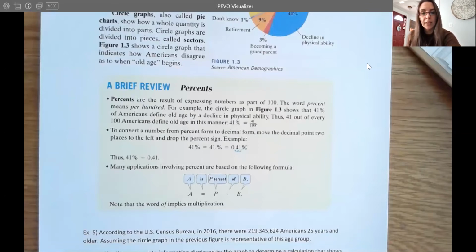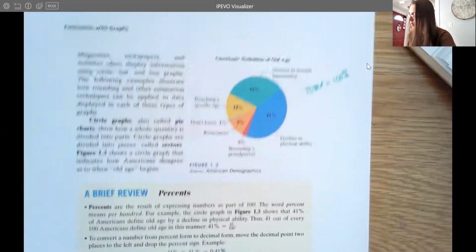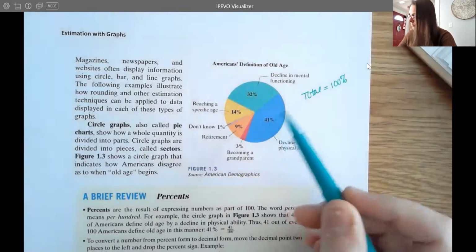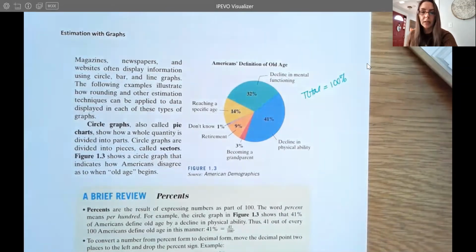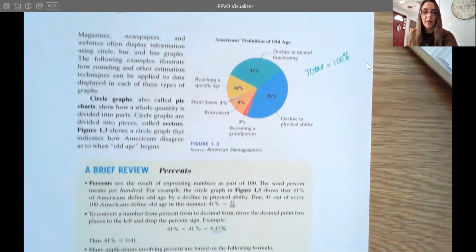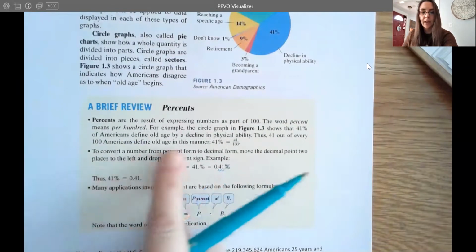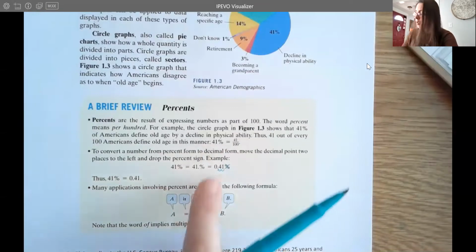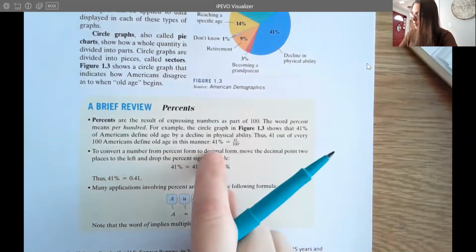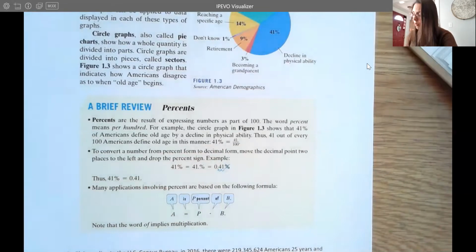So for an example, we see that there's a 41% here. Define old age as a decline in physical ability. So that's one way that they see old age, like you can't physically do things anymore. So that 41% represents a value of 41 out of 100. And that's how you can convert to a fraction. So if you need to go from a percent to a fraction, we just put it over 100.